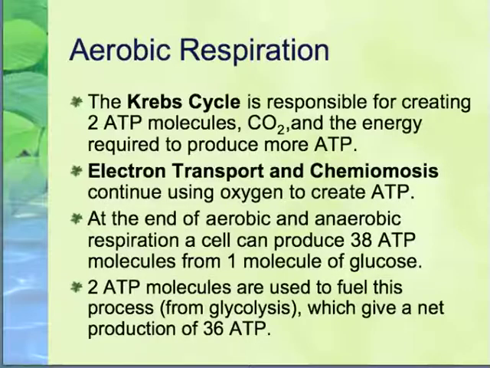Now compare that to anaerobic respiration where we had a net production of 2, right? We produced 4 but used 2. That's a total of net 2. Here we make 38, we use 2, net production is 36. That's a whole lot more energy. All right? So aerobic respiration is really the preferred path. We'll go ahead and pause and let you get caught up.